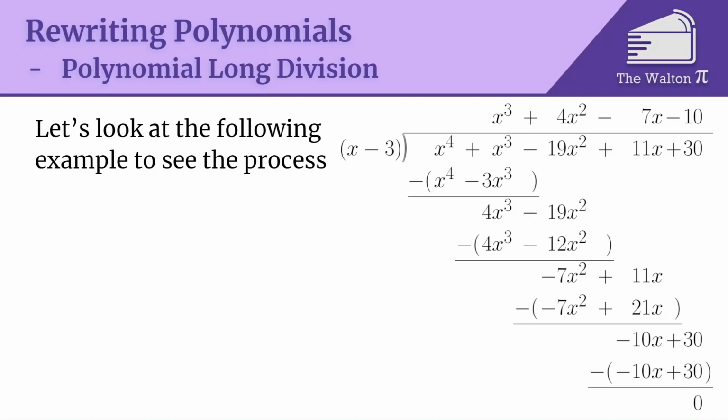So this tells us that x to the fourth plus x cubed minus 19x squared plus 11x plus 30 is x minus 3 times x cubed plus 4x squared minus 7x minus 10. If we end up with something that's not 0 once you've gotten to the constant term, that means that that was not a factor and you're going to have to try again. That's the best I got. It's just a lot of guess and check, and this is just the way that you check.